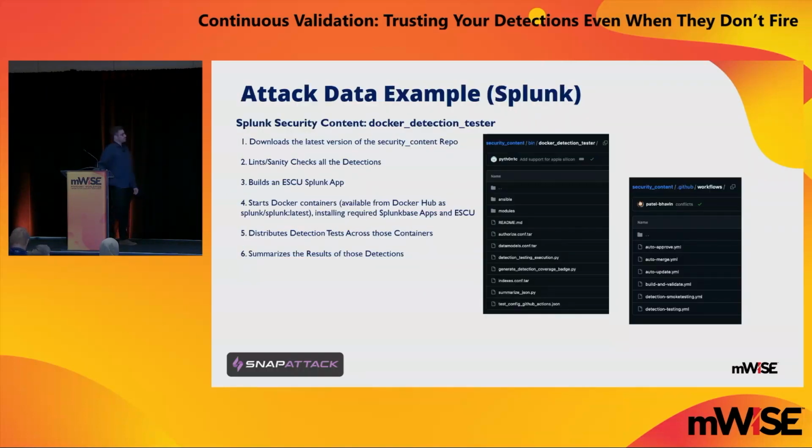The next repo is the attack data. This is actually from the Splunk security content repo. And this is what I was talking about with their blog post. They came up with the Docker detection tester, which is the way that they found was the most efficient to actually validate their whole rule set against attack data.